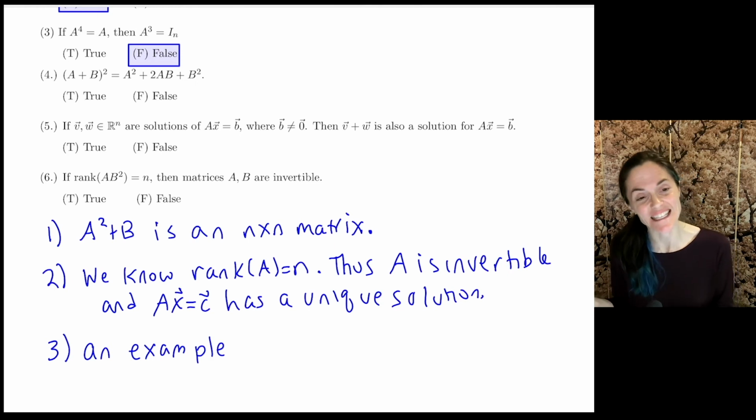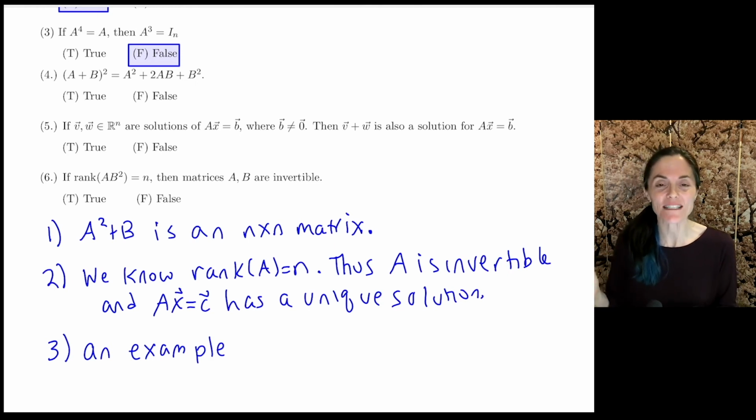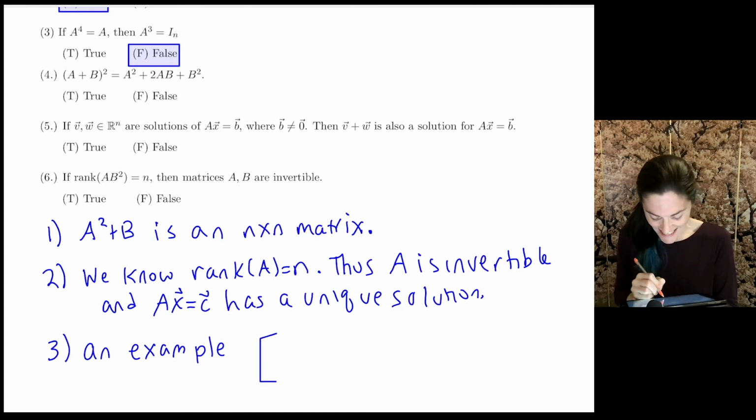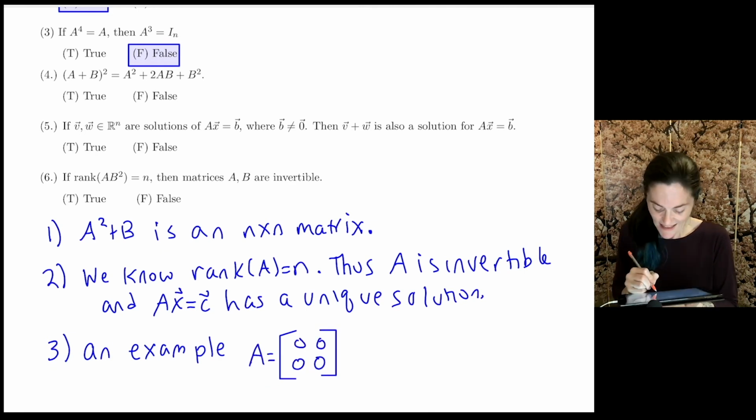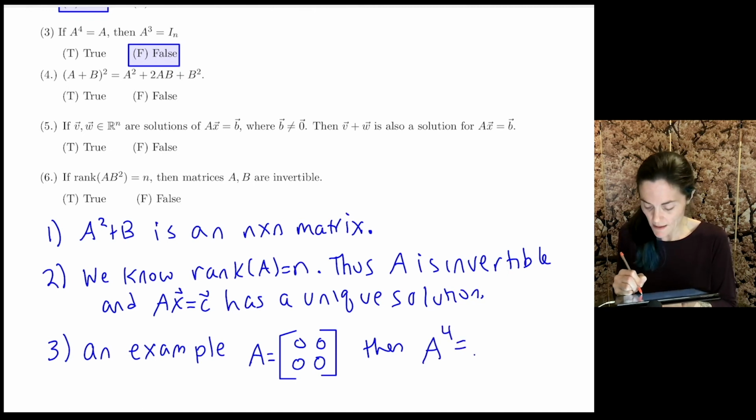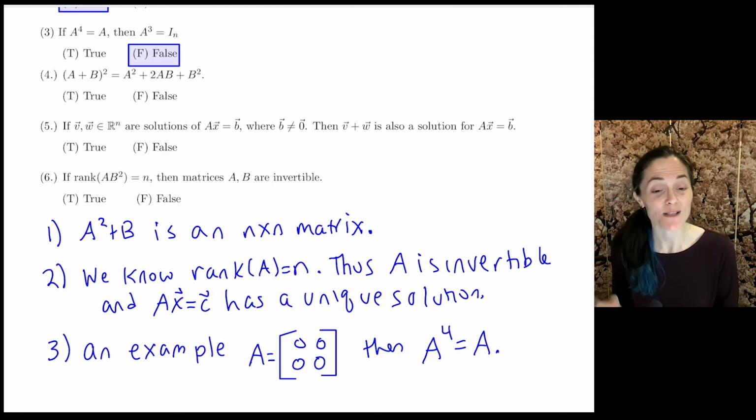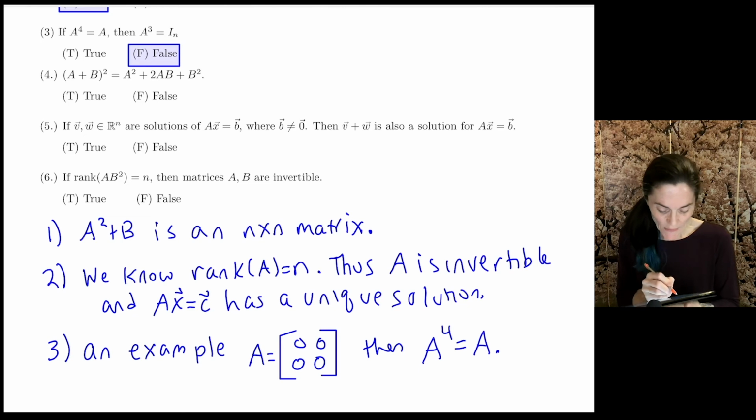I was going to do a projection matrix as an example, because if you project and you project again, you get yourself back. So projection matrices satisfy, say, A squared is A, and in particular, you would have A to the 4th is A. But an even easier example that just came to mind, let's take this. Take the all zero matrix. Then certainly A squared, or A to the 4th, is A, because it's a zero matrix. So that is even simpler of an example than one of the projection matrices. Here's false.